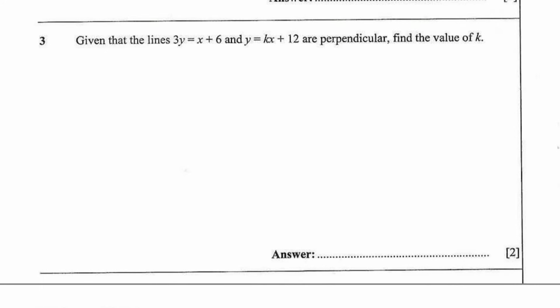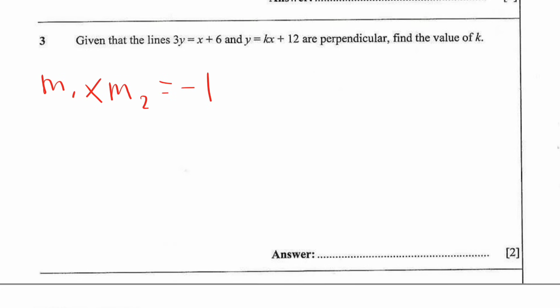Question 3 here is saying, given that the lines 3y equals x plus 6 and y equals kx plus 12 are perpendicular, find the value of k. This is simple. This is what you should know about perpendicular lines: m1 times m2 is equal to negative 1. Gradient 1 times gradient 2 is equal to negative 1.